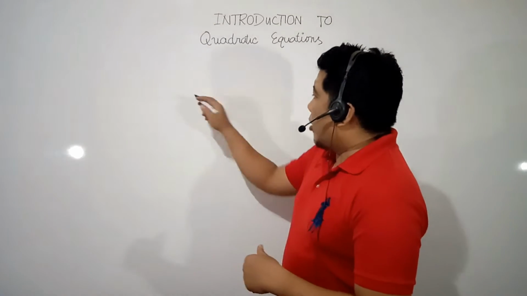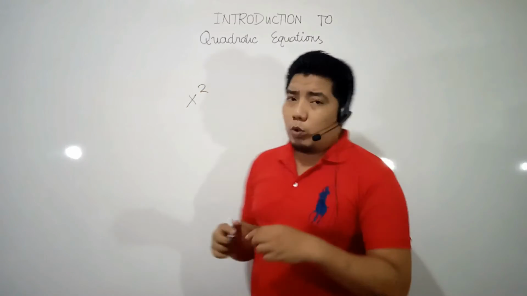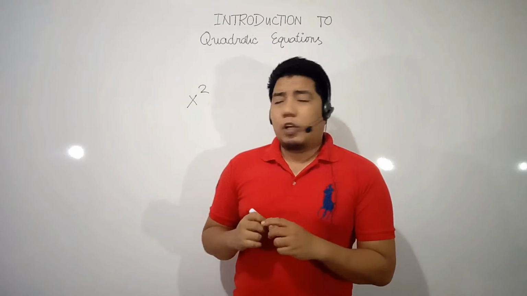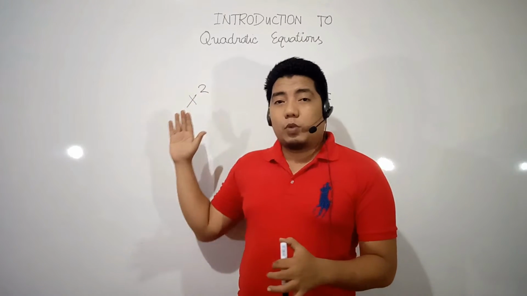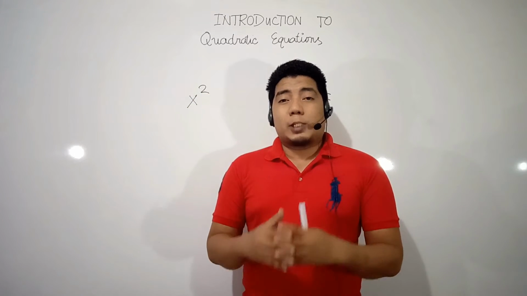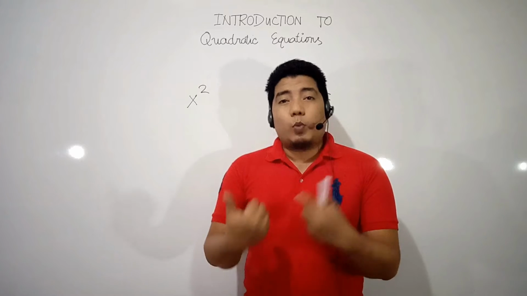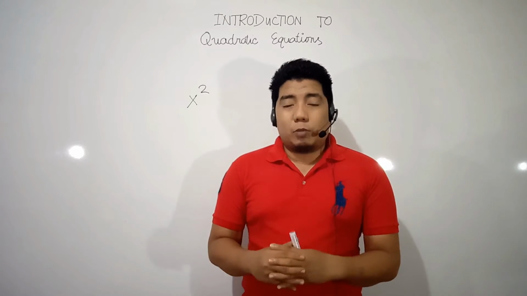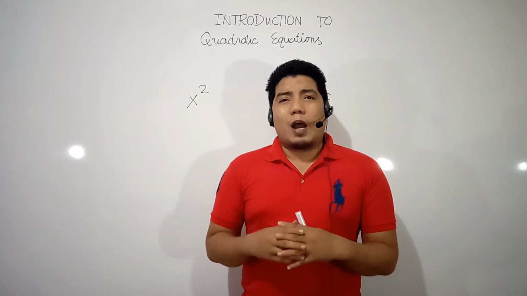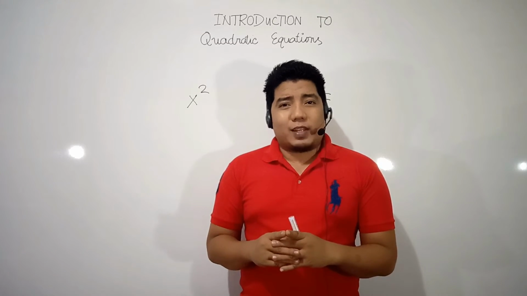We are talking about a variable with an exponent of 2. It is read as x squared. So a variable with an exponent of 2 is considered to be an expression in the second degree. Putting it with an equal sign, it will be considered a quadratic equation. Now, what is the standard form for a quadratic equation?